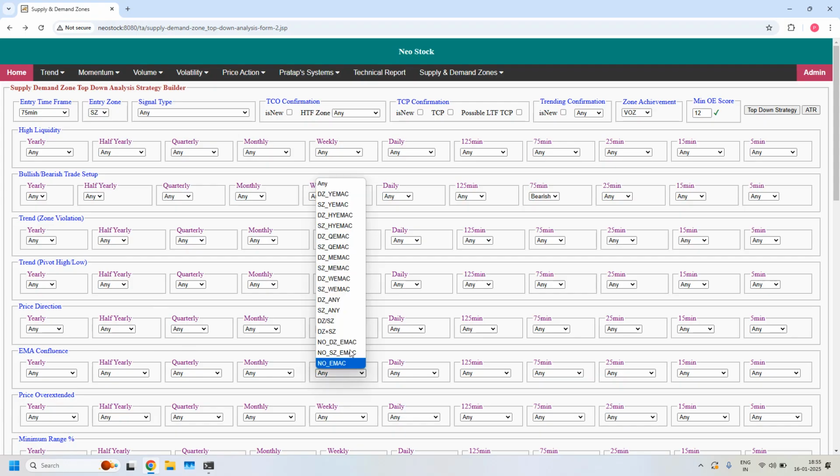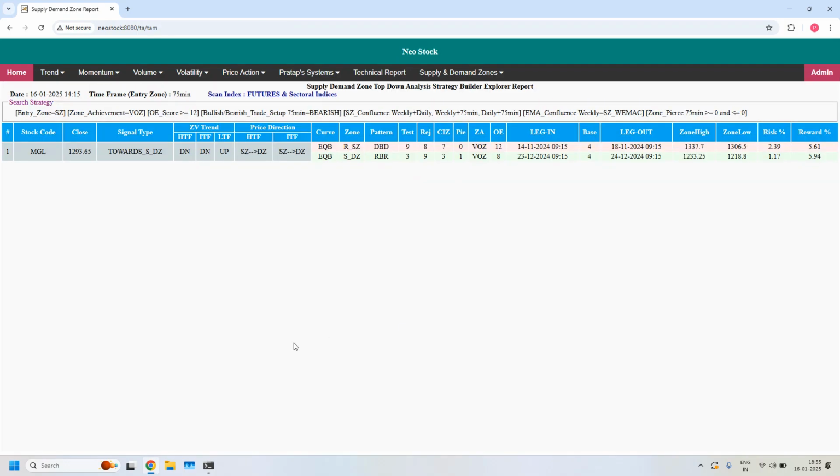So weekly time frame, I am setting the filter. Weekly supply zone having weekly EMA confluence. We got one stock. So this is even more high probability trade setup supported stock.